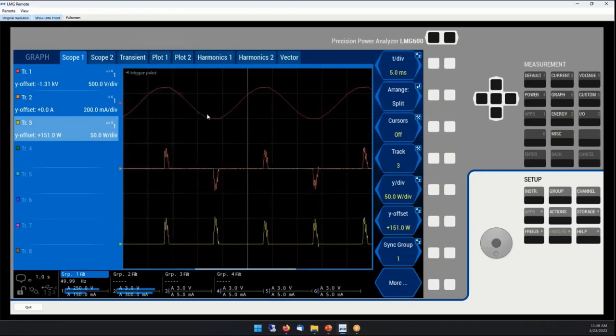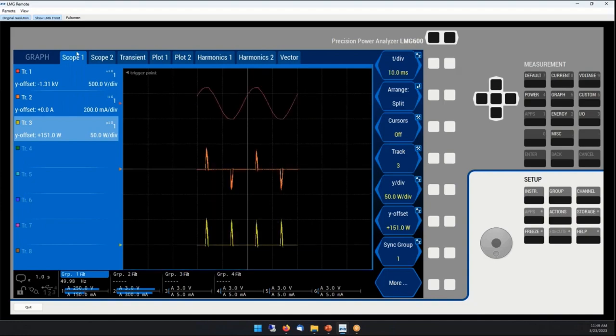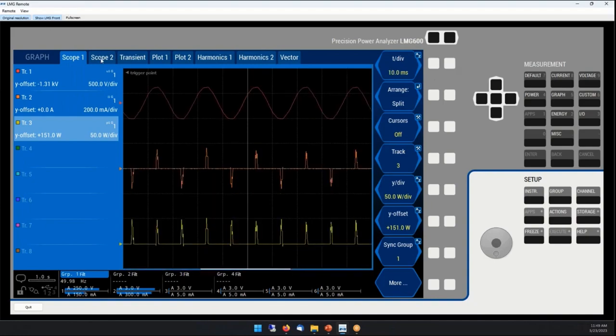Okay, we see a pretty sinusoidal voltage as we expect. We see some spikes in the current, and we also see that the power is something in between. Okay, I should revert back to the original view. Okay, we see that here.